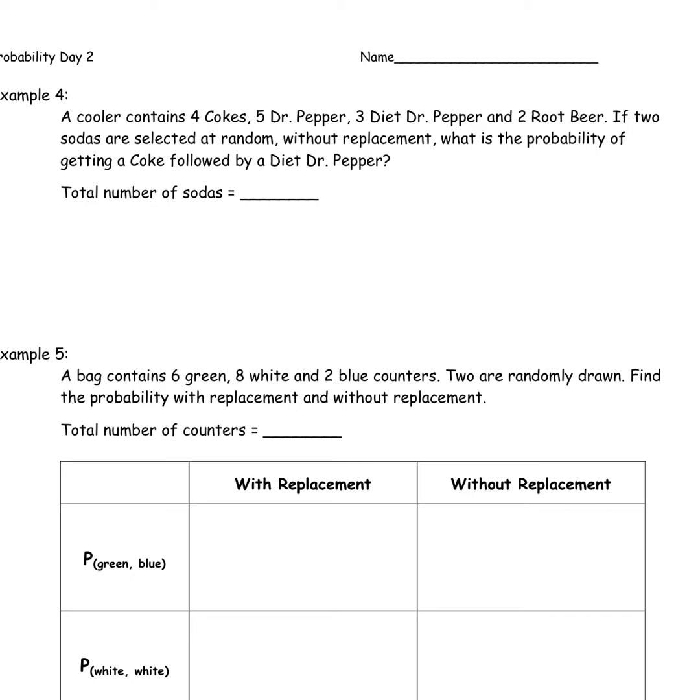Okay, sodas are selected at random, without replacement. There's the flashing yellow lights, those we need to be ready for. What is the probability that we get a Coke followed by a Dr. Pepper?